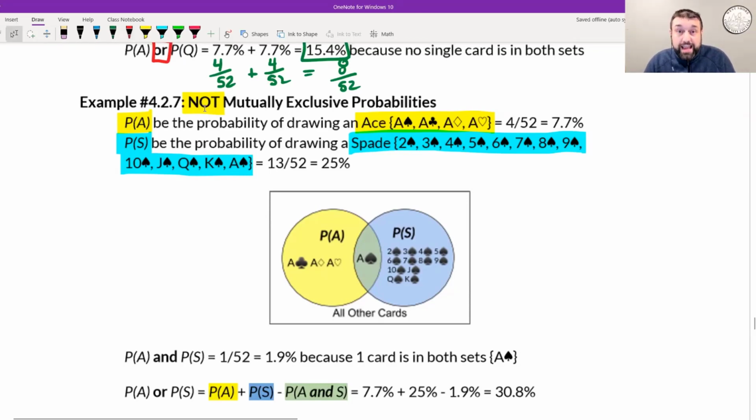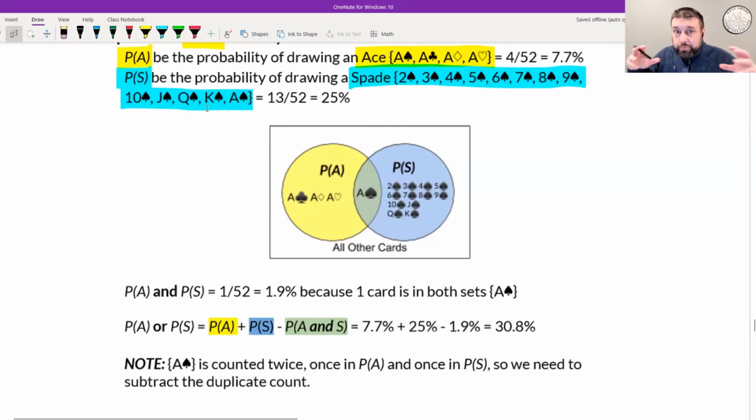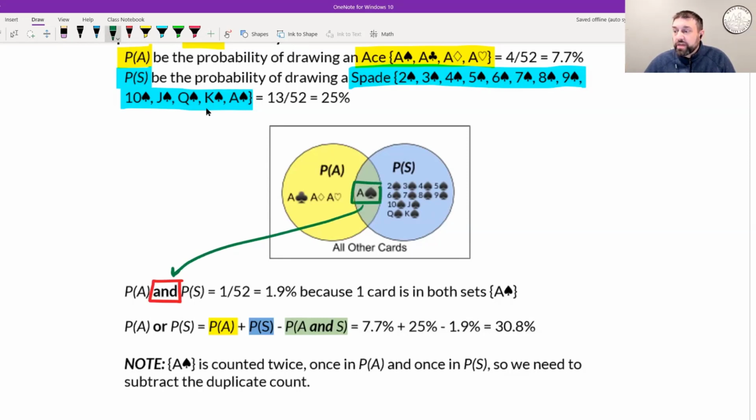So let's look at, again, the AND and the OR. We want to take these two non-mutually exclusive events and put them together. So let's put them together with the AND. We're looking for things that are in set A and in set S, that are aces and spades. And we've already identified that is the ace of spades. There is one card that is in the AND region, in the overlap region, that is a member of both sets. And so the probability of you drawing that card that is both an ace and a spade is 1 out of 52, 1.9%. Piece of cake, done, got it.